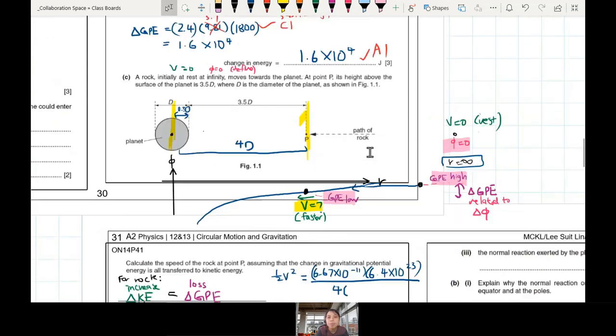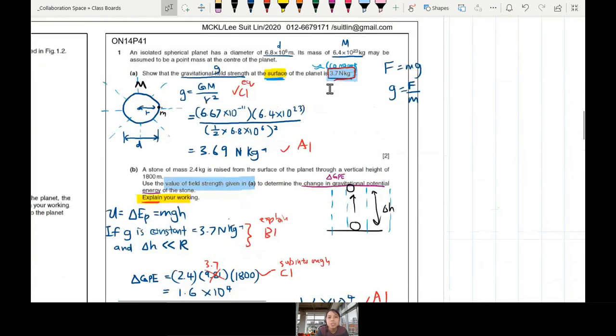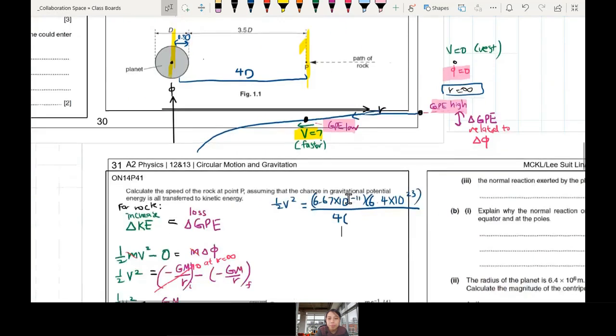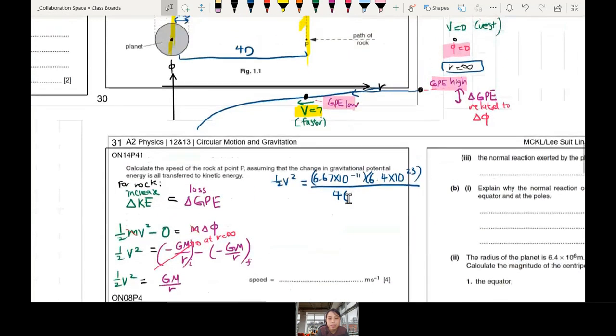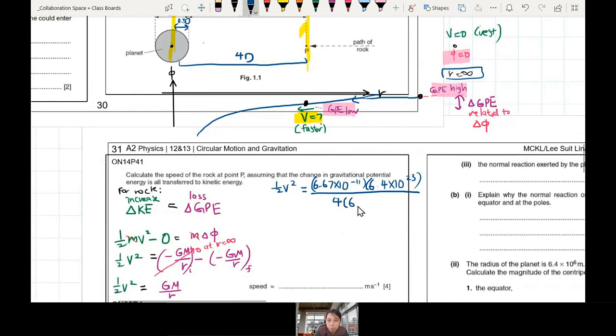4 of diameter. What's the diameter? 6.8 times 10 to the 6. We're going to write that in. So back down to this. 6.8 times 10 to the 6. There. Oh, finally. Okay, can find the velocity now. So this velocity, time to press calculator. Someone also calculate with me, double check. Maybe I press wrong sometimes.